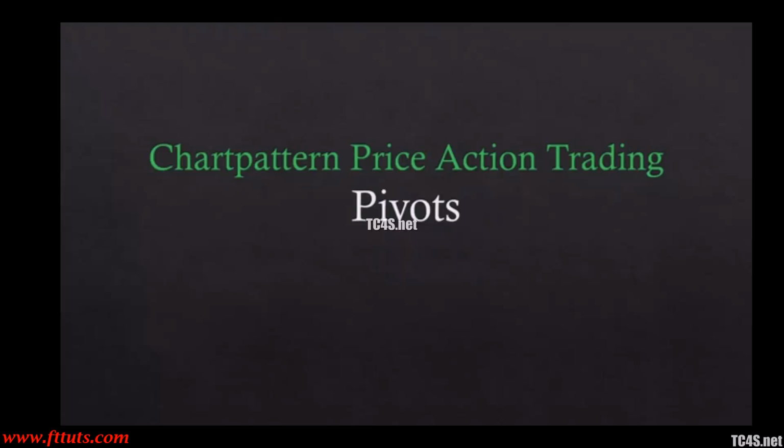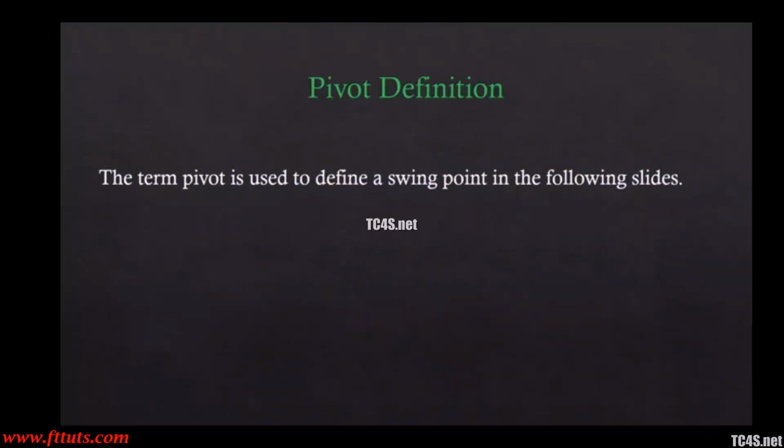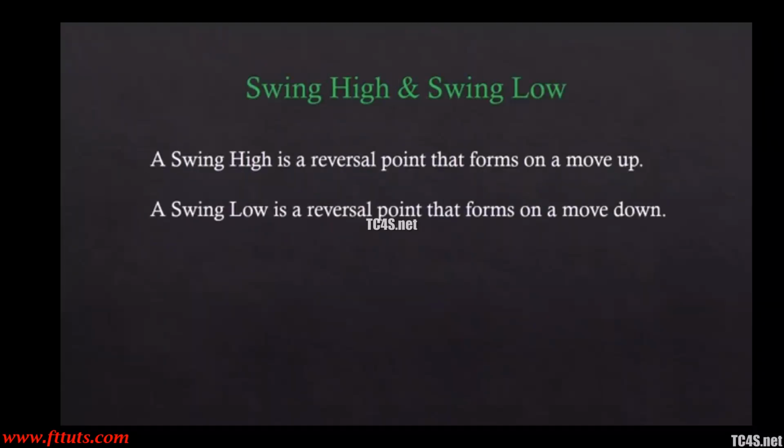For definition purposes, what is a pivot? A pivot is a term used to define swing points in the following slides. It's the same as the point where we see a reversal or turn. A swing high or a swing low. A swing high is a reversal point that forms on a move up. You see it like a swing on a swing set. It slides up and then back and forth, and as it moves up, it pivots and turns back, and as it's turning back, that reversal point is called a swing high. And when it swings to the low side, it ends up turning around, and as it's turning around, kicks the other direction, it's a swing low.